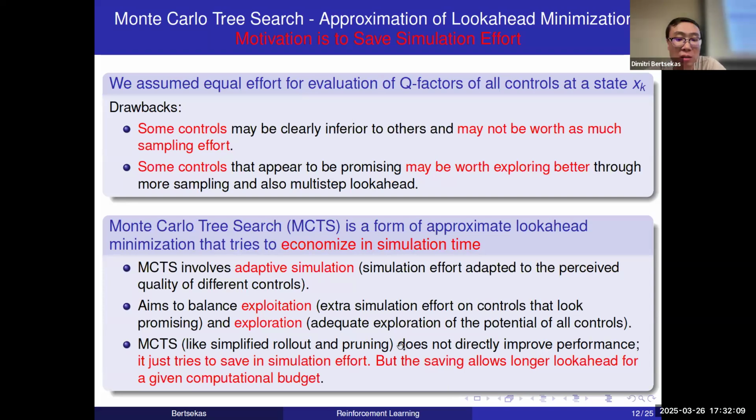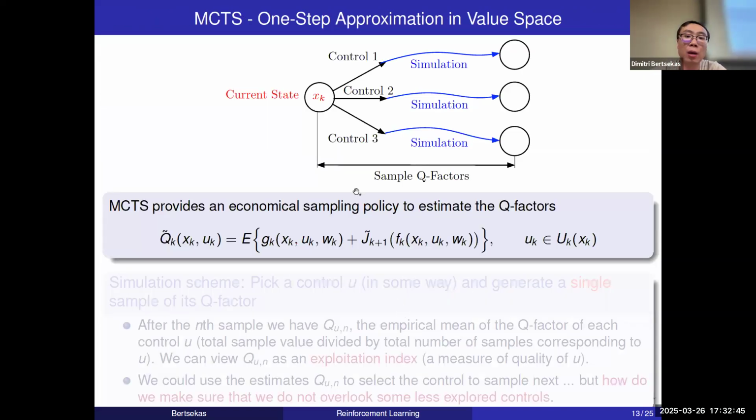What does it mean here? Improving performance means that if you have a limited sampling budget, and you manage to allocate all those samples cleverly, or even do multi-step lookahead, it can provide better performance. So it does not provide performance improvement directly, but rather indirectly if you run Monte Carlo Tree Search cleverly and do multi-step lookahead. Okay, but let's use one-step lookahead as an example.